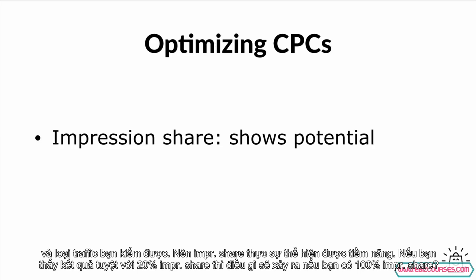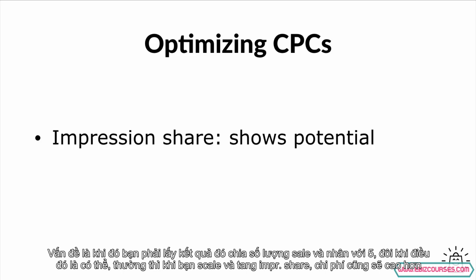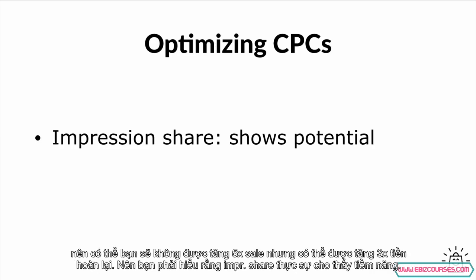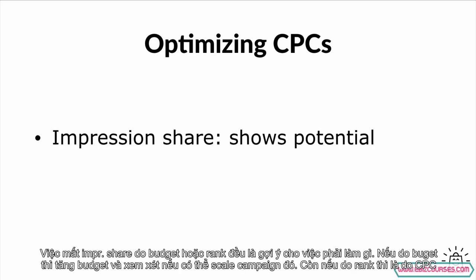If you already see great results from having a 20% impression share, well, what happens if you have 100% impression share? Can you just multiply your results and the sales you have times 5? Sometimes that's possible. Oftentimes, as you scale and as you increase your impression share, the cost also becomes higher. So you might not get that 5 times increase in sales, but you might get a 3 times higher return or something. So you have to really see that, and the impression share shows the potential.